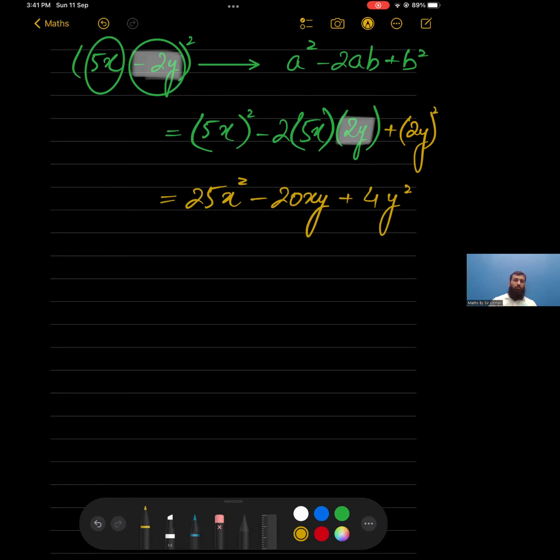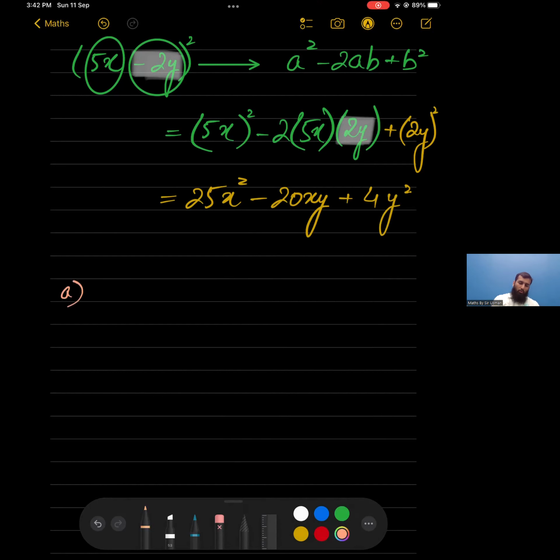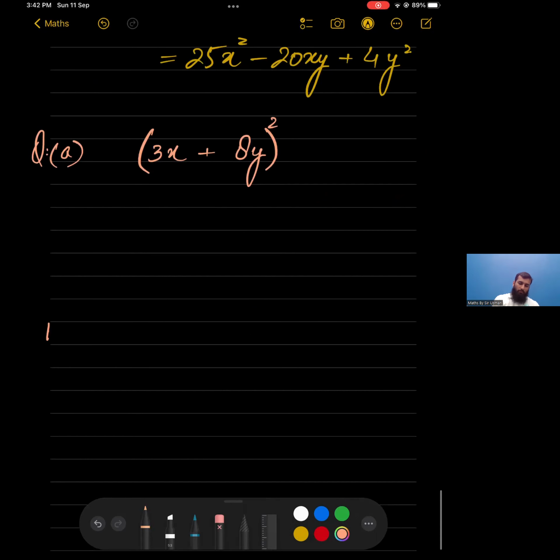Now I am going to give you two questions. You people need to solve both of them and tell me your answers. So the first one is that you have got 3x plus 8y whole square, and the second one is you have got 9y minus 2 over 5x whole square. Now there is a problem with the second one.